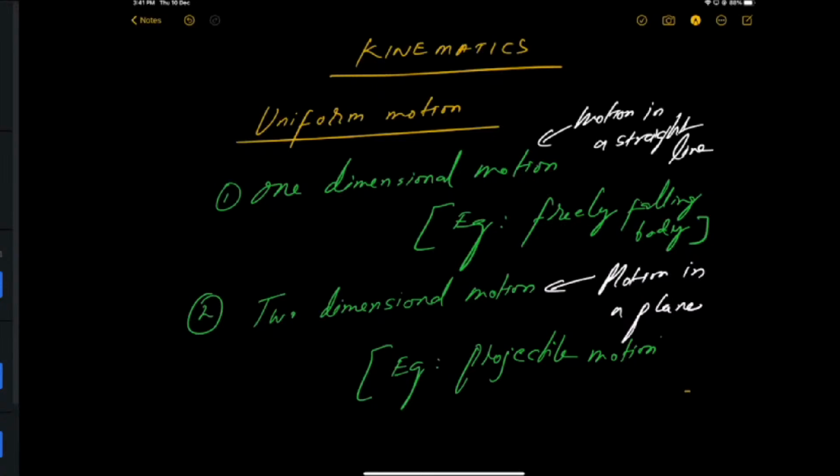So projectile motion is a motion in two dimensions. That means if you take the trajectory of the particle that is in projectile motion, it will lie in one plane. It won't come out of that plane. So it will fit into one plane. That's why it's also called motion in a plane.